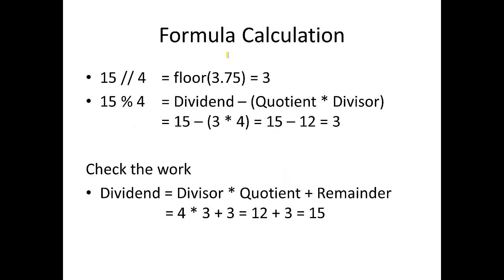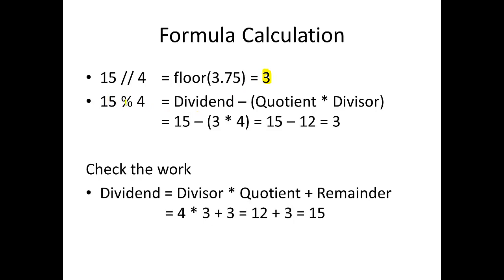Now, on to using the formula calculation. 15 floor divided by 4 is the floor of 3.75, because 15 divided by 4 is 3.75. Doing a floor calculation basically means finding the integer that is smaller than this float, which is 3.